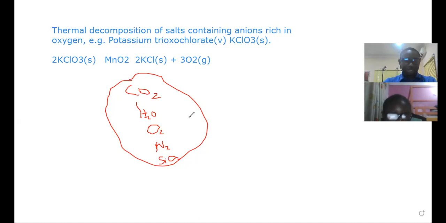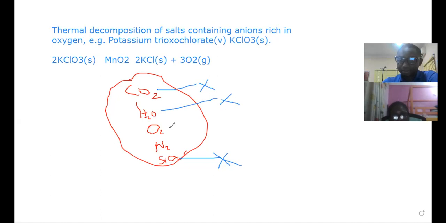Now, the first thing we did to this air was to pass it through a purifier. We removed CO2, water vapor, and dust. This was gone, this was gone, this was gone. So what is left? Oxygen and nitrogen. So remember, this is what we want.